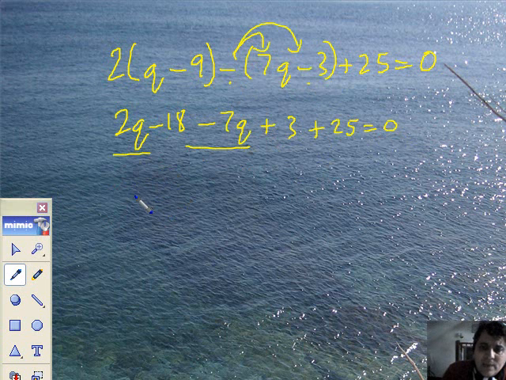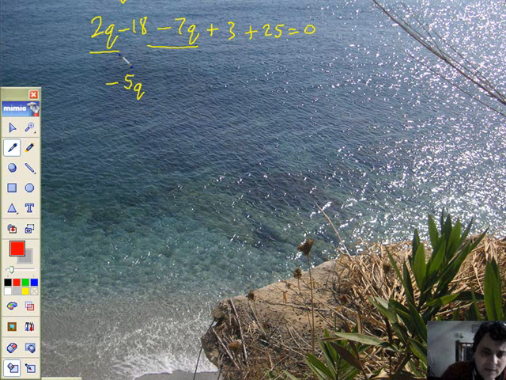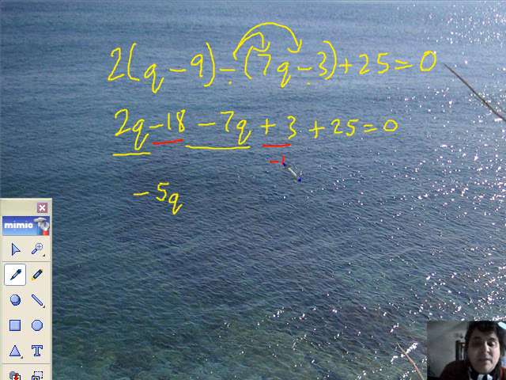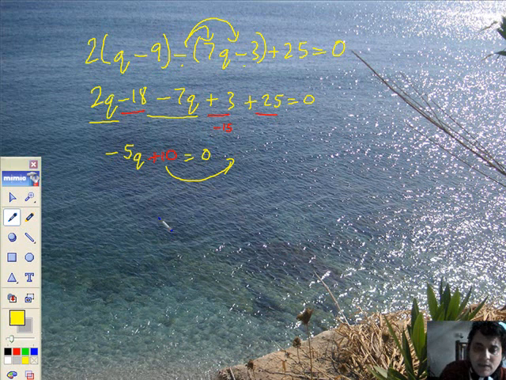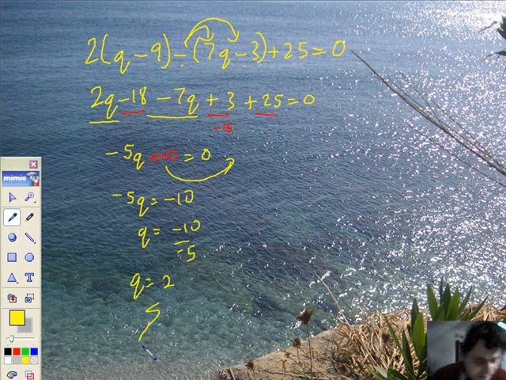We've got 2q take away 7q, that's called minus 5q's, and just to highlight the numbers, we've got minus 18 plus 3 takes us to minus 15 so far. When we add on the 25, we go up to positive 10. Alright, so I've got minus 5q plus 10 equals 0. Let's lose the 10 next door, subtract. Minus 5q is going to be minus 10. Simply divide by minus 5 and get a lovely answer of positive 2. Alright, very, very nice indeed.